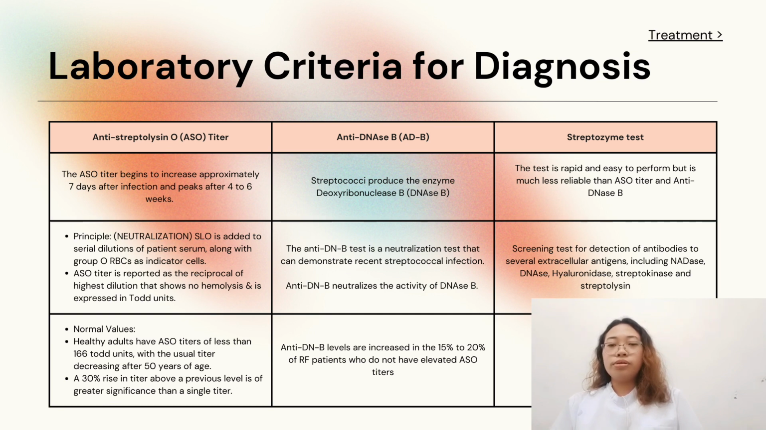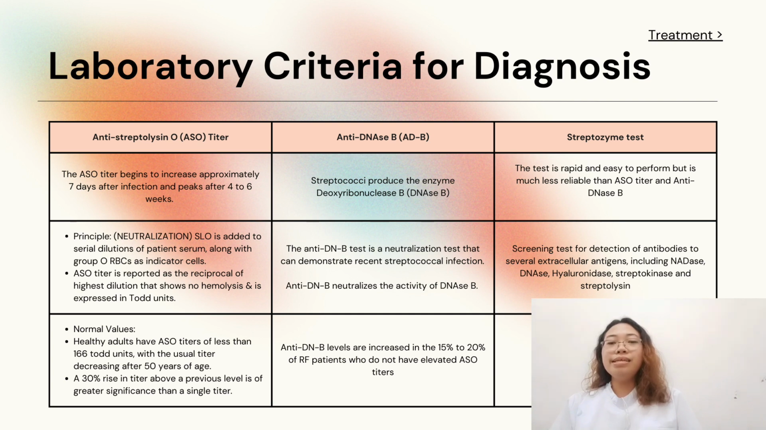SLO is added to serial dilutions of patient serum, along with group O RBCs as indicator cells. The ASO titer begins to increase approximately 7 days after infection and peaks after 4 to 6 weeks. ASO titer is reported as the reciprocal of the highest dilution that shows no hemolysis and is expressed in Todd units. Normal values: healthy adults have an ASO titer of less than 166 Todd units, with the usual titer decreasing after 50 years of age. A 30% rise in titer above a previous level is of greater significance than a single titer.